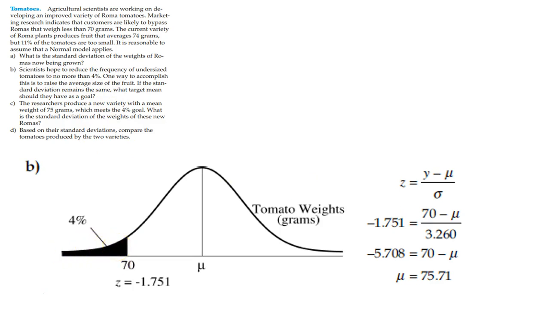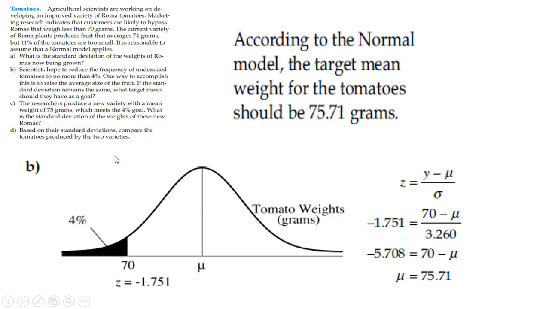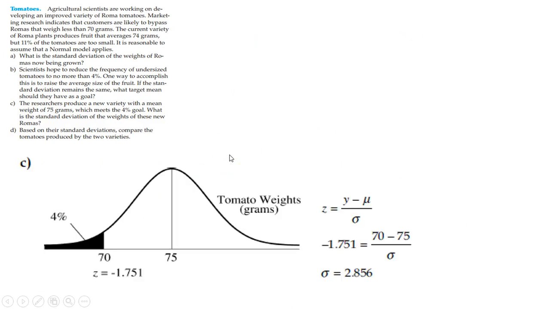The second vars, inverse norm of 4%, but 0 and 1 for the mean and standard deviation. And that's how we get this negative 1.751. I know the standard deviation, and I know I'm looking for 70, but they're saying what should I make the new mean? So I multiply by that, I subtract 70, and then divide by a negative to get 75.71 as the mean that we are shooting for.